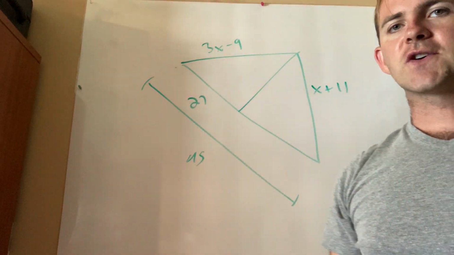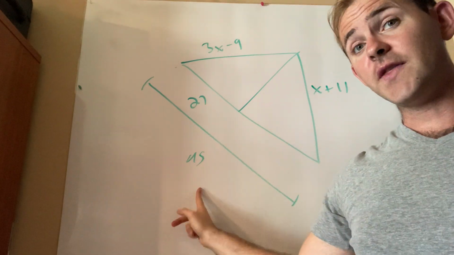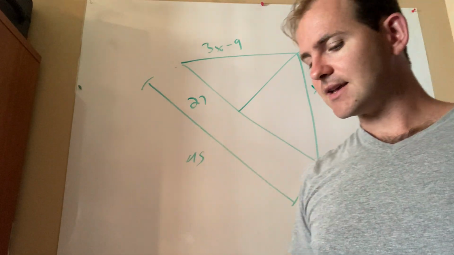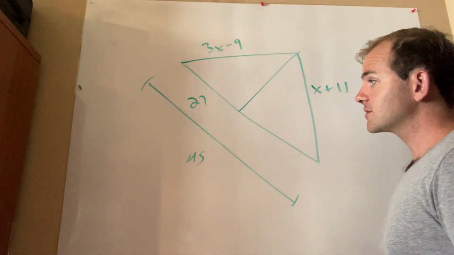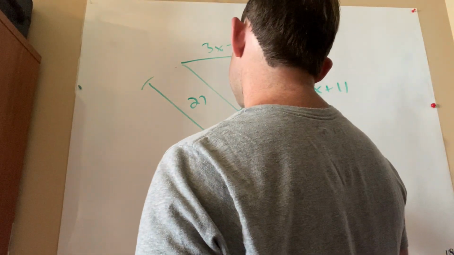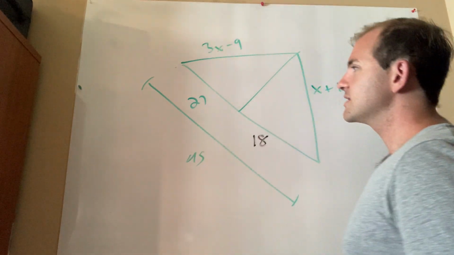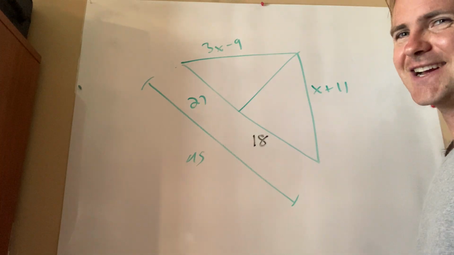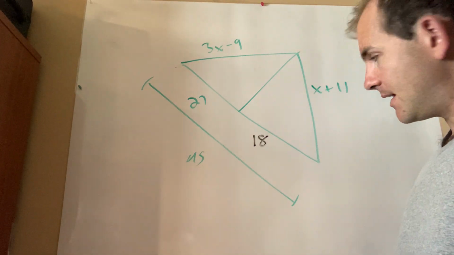First things first, before I can actually proceed, I do need to know what this other piece is. So the whole thing is 45, this piece is 27, how do I get the small piece? I would just do 45 minus 27, and I believe that's going to give me 18. 45 minus 27 is, in fact, 18. I can subtract. Yay. So now, guys, I'm ready to set up my proportions.